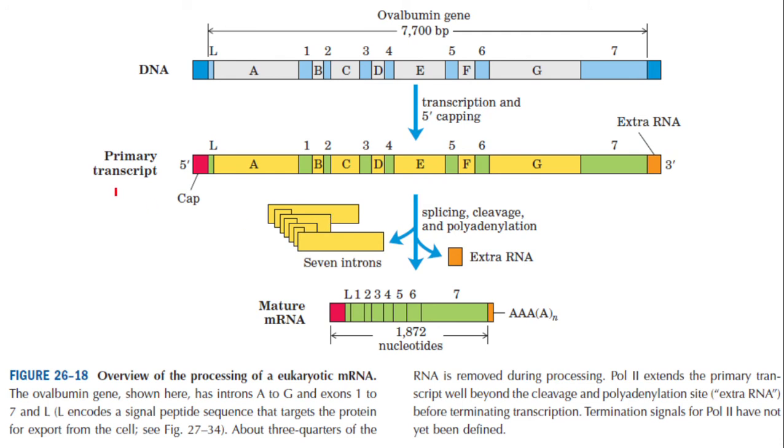This is a real-time example. This is the ovalbumin gene, the gene that codes for ovalbumin. You can see introns in yellow color and exons in green color. All the introns are removed, and the exons are joined together. The 5' cap is there, and the 3' poly A tail is there.